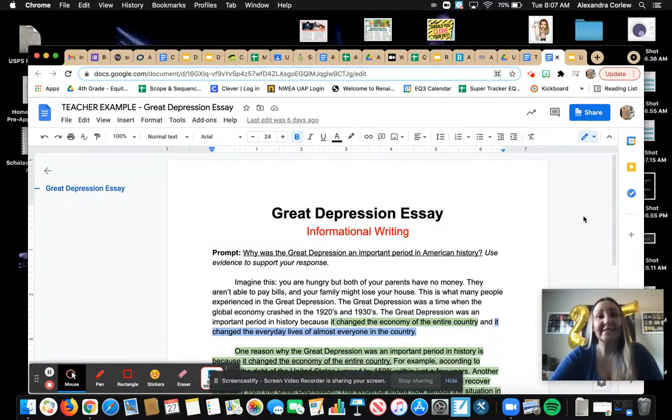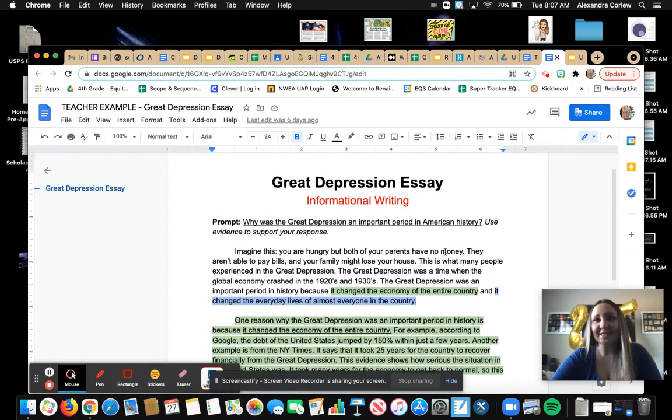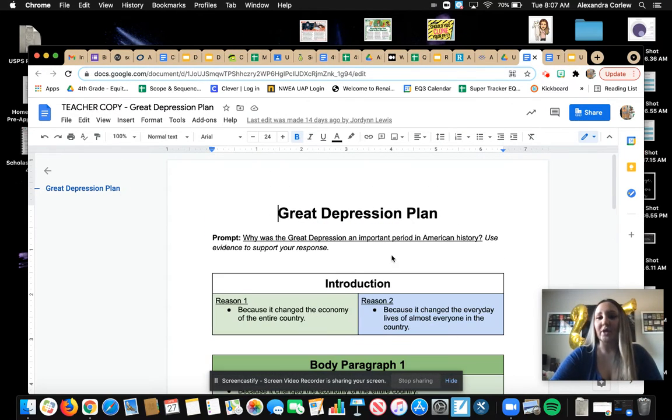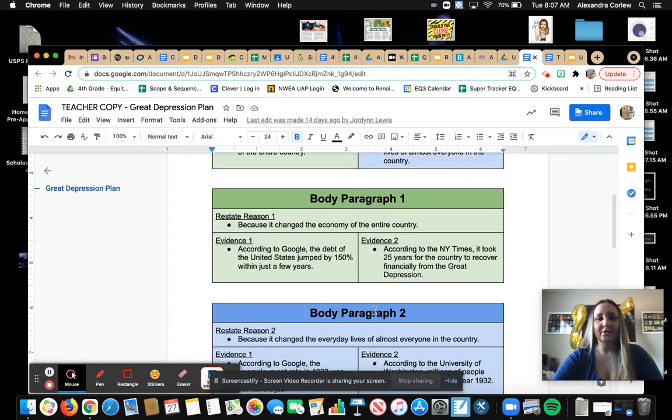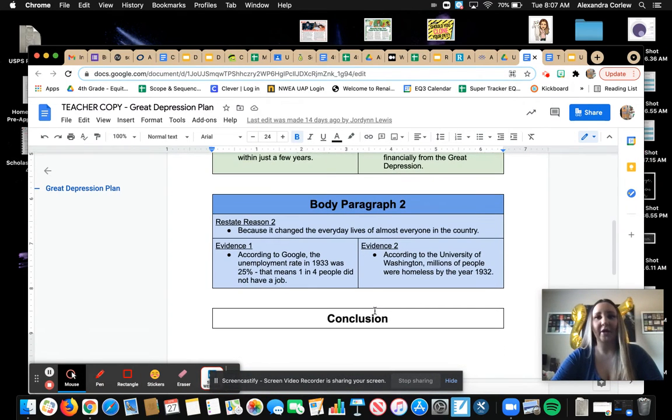Hey guys, today we're going to be working on body paragraph 2. So I'm going to go ahead and show you an example. I have my essay document open, and next to it I also have my plan so that I can refer back to it and make sure I don't leave anything out. So today, of course, we're doing body paragraph 2. That means I need to find my box that says body paragraph 2.